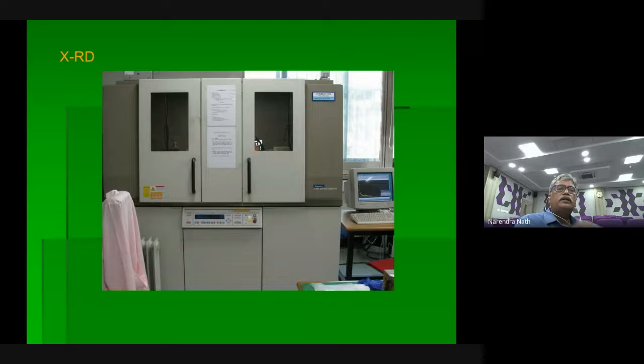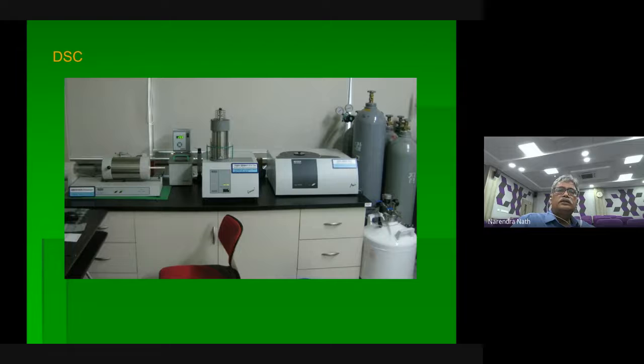And this is the XRD, everybody knows this XRD machine. And this is differential scanning calorimetry. And this is the diamond cutter. So this is the material. We used to take out a 20 milligram flat sample for DSC, a small flat one, with low speed cutting.